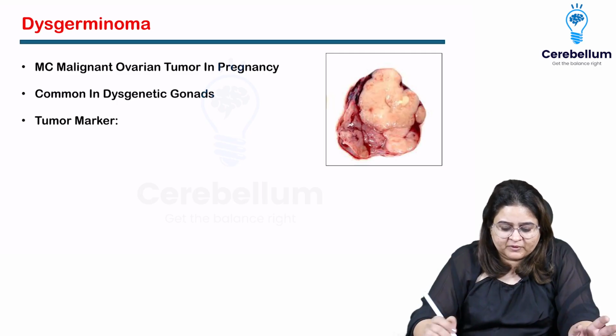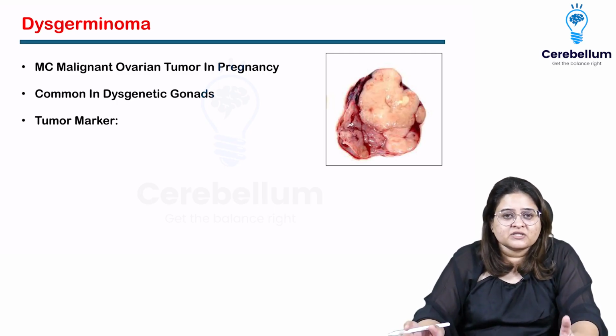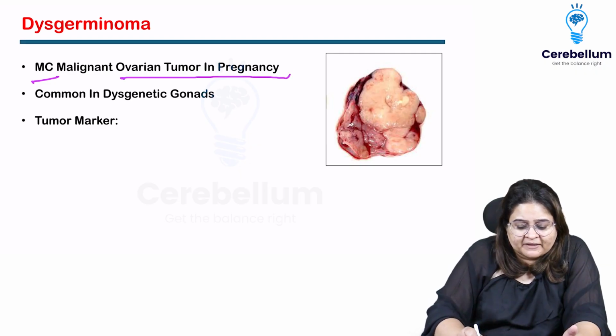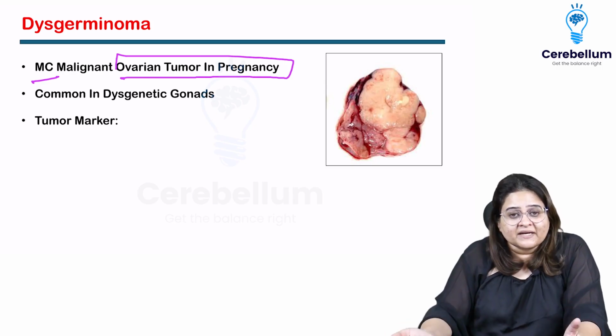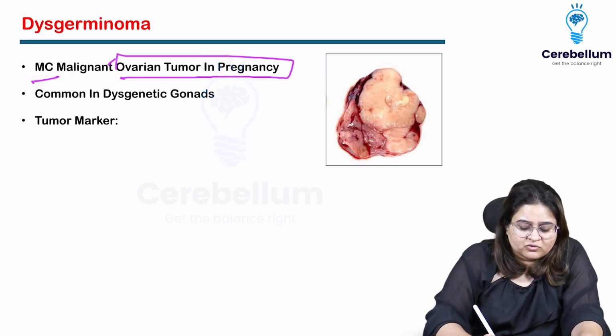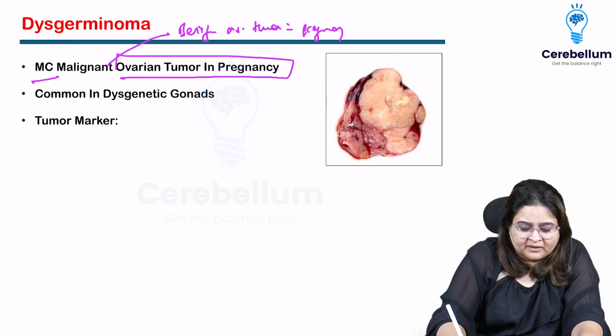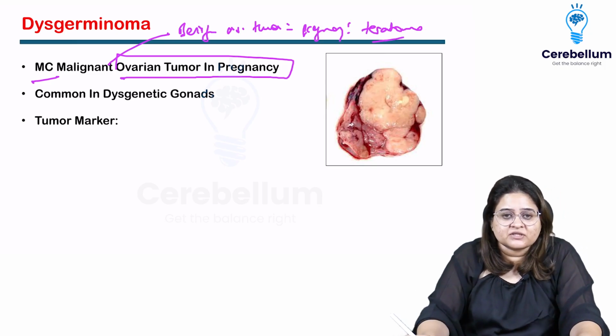Now, a little bit of words on the other malignant tumors. Dysgerminoma is the most common malignant ovarian tumor in pregnancy. What is the most common benign tumor in pregnancy? Most common benign ovarian tumor in pregnancy is a teratoma, a dermoid. Okay, and the most common malignant is a dysgerminoma.